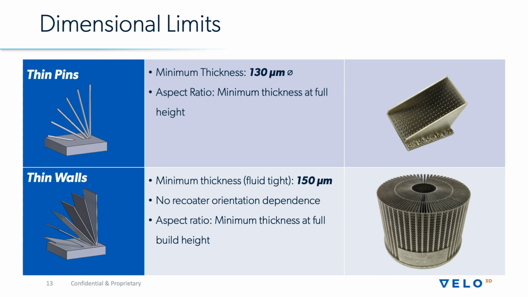For thin walls, we're showing a mock-up heat exchanger type geometry. This is about 6 inches in diameter for a little bit of scale. You see what we've done here is we purposely, for demonstration purposes, oriented the thin walls radially in every direction to show consistency in the quality and the thickness, irrespective of the recoater direction.